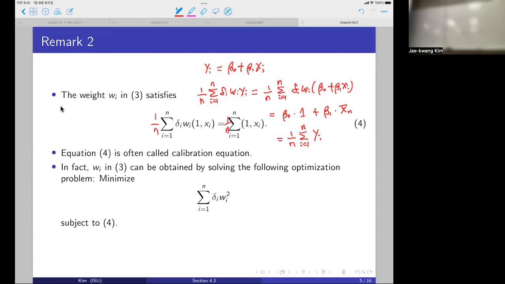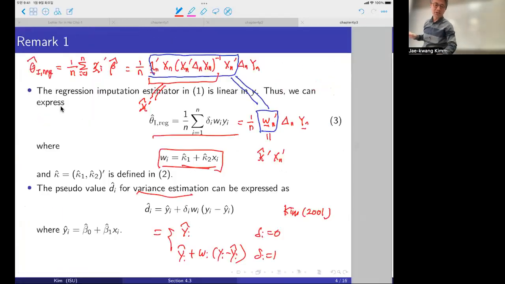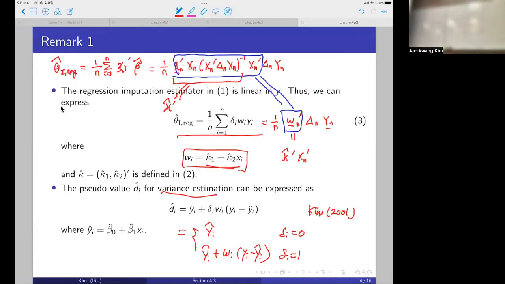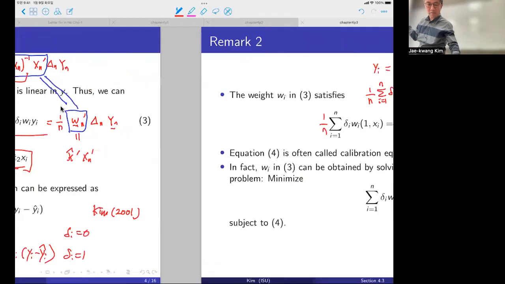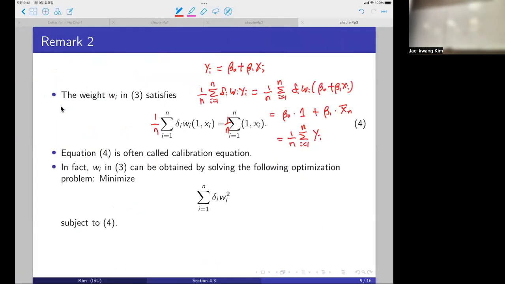So that's one implication. This property is called the calibration equation in survey sampling. Calibration weighting. So basically we calibrate the weight, we do some adjustment. Originally, if there's no adjustment, then the weight is just 1 over R or something, right? We don't do anything, but we intentionally change it a little bit to satisfy this.